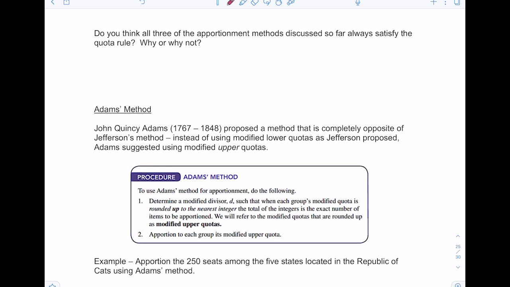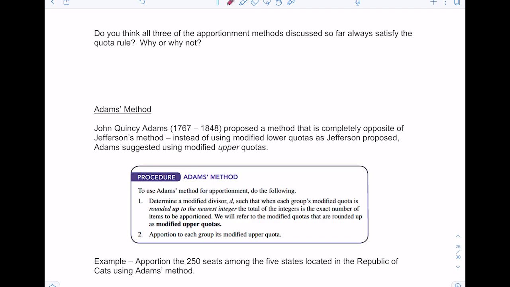Okay, if you answered no, you are correct. Jefferson's method can violate the quota rule because you're using a modified quota, right? And Hamilton's and Webster's, they don't necessarily violate the quota rule, but they can still have flaws. And some experts agree that Webster's is the best method, but it is time consuming.